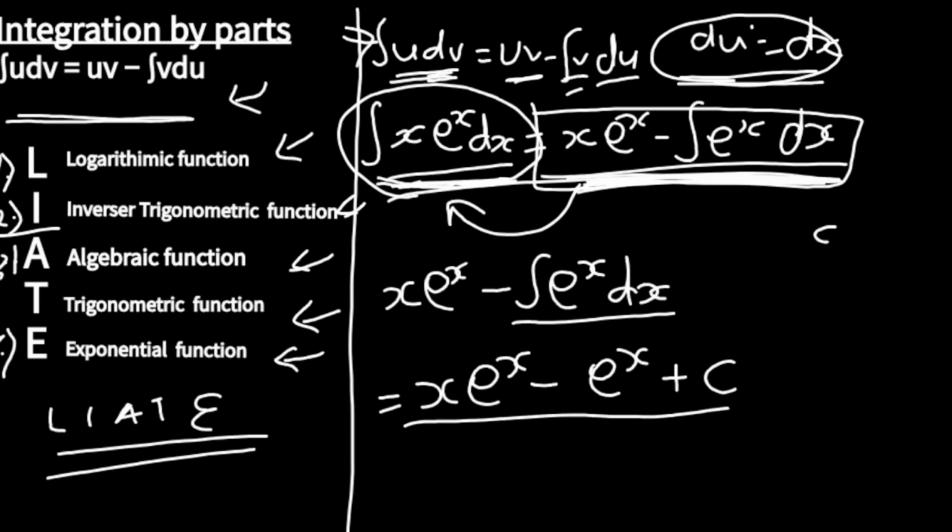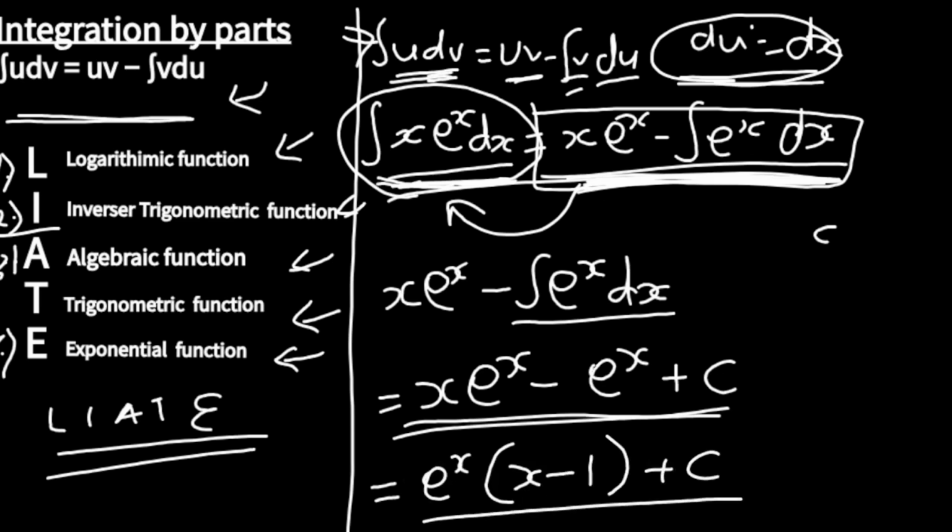Now, this is our answer, but let us write it in a proper way. When you look at this answer, this exponential x is common in both. So you can write exponential x times (x minus 1) plus c. So this is our final answer. Let us do another example.